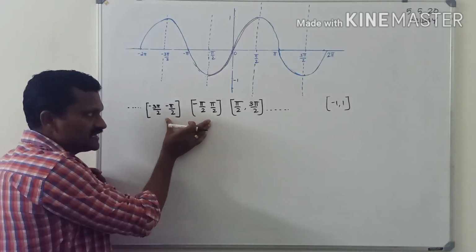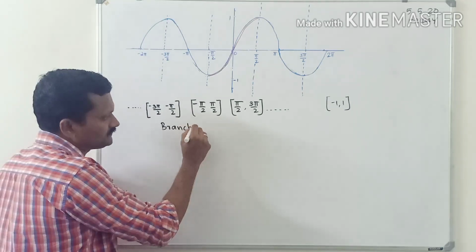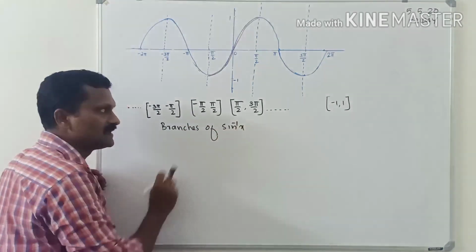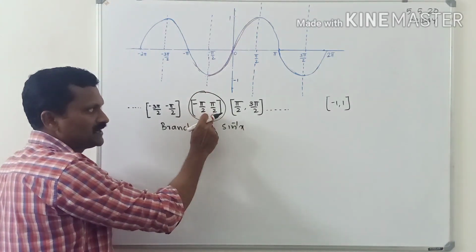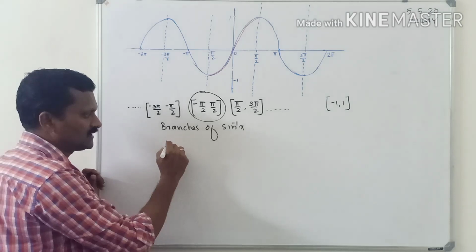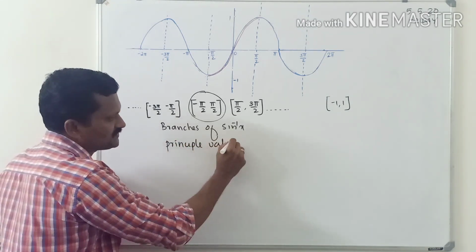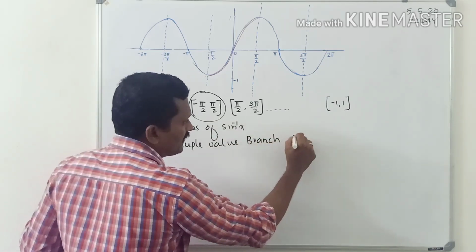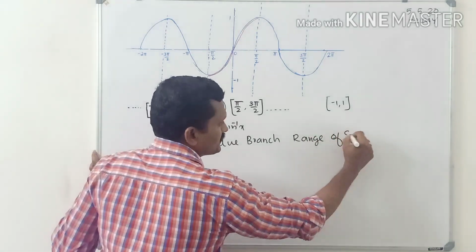Therefore, these intervals are called branches of sin inverse x. Among these, the closed interval minus pi by 2 to pi by 2 is called the principal value branch or range of sin inverse x.